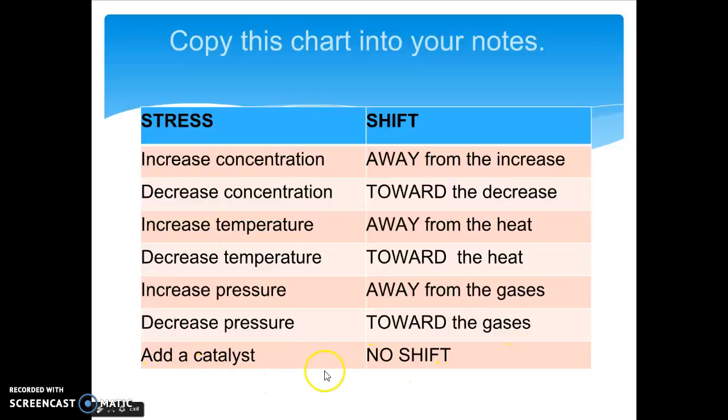And there's a reason for that. If I add a catalyst, it increases both the forward and the reverse reaction, so no net change occurs. I strongly suggest you copy this down into your notes. It's a good quick guide. We're going to go through each one of these at a time. So we'll go through concentration, then temperature, and then pressure.